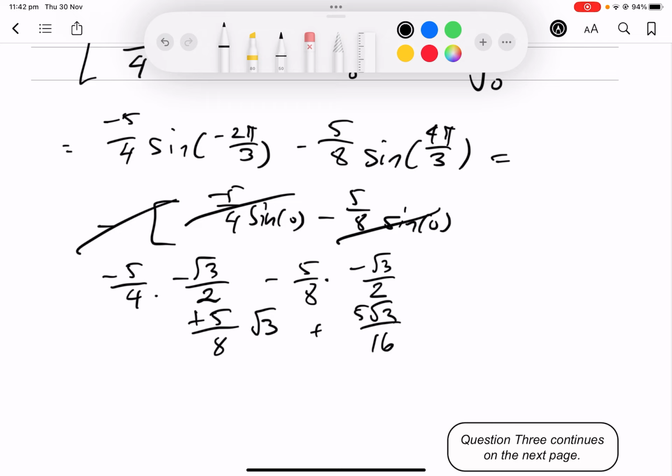So we can write that as plus 5 root 3 divided by 16. Alright, so that's about, hopefully that's right, so that's about 1.624. Okay, brilliant.